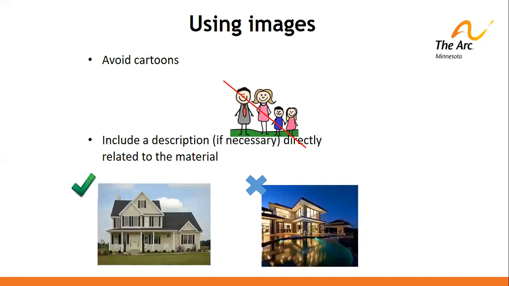In the example on this slide, the house on the left is clearly a house. The house on the right is dark and it appears more like an apartment building or a hotel. A simple picture is always best. If highlighting an area on an image, use a circle, not an arrow. Do not use pictures that have a glare to them.